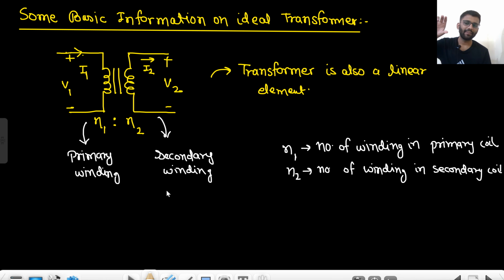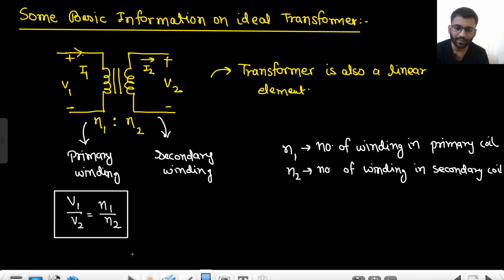So at the primary winding you are having a voltage V1, and at the secondary winding you are having a voltage V2. This is your voltage V2, this is your voltage V1. So what is the ratio of V1 and V2? V1 by V2 is N1 by N2. Okay. This is the first thing you need to remember.